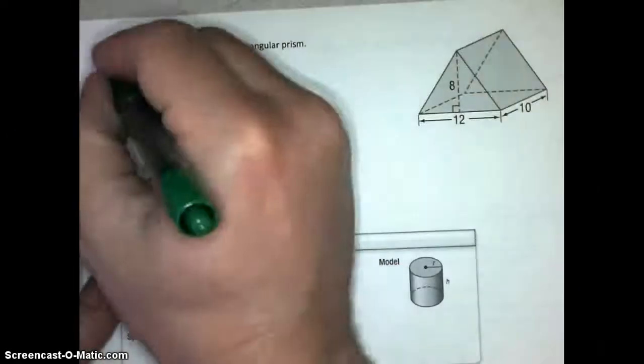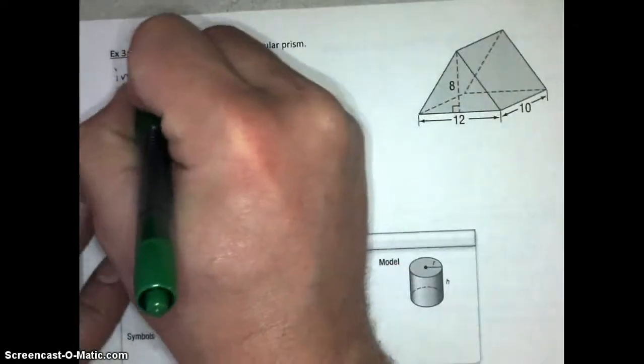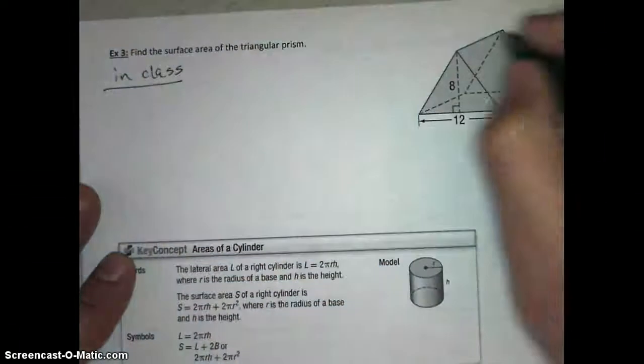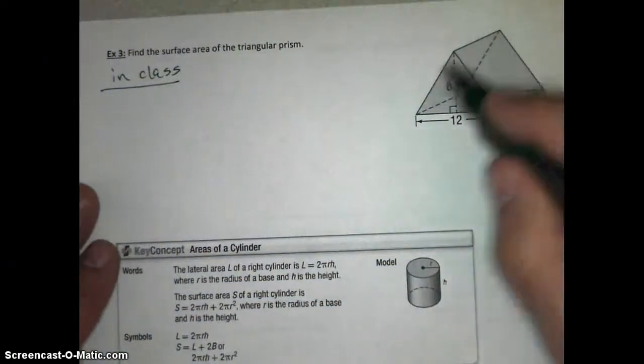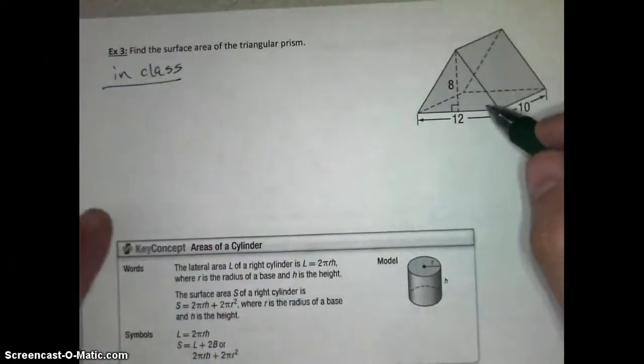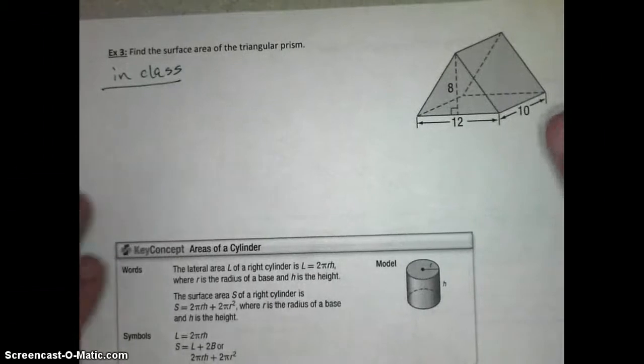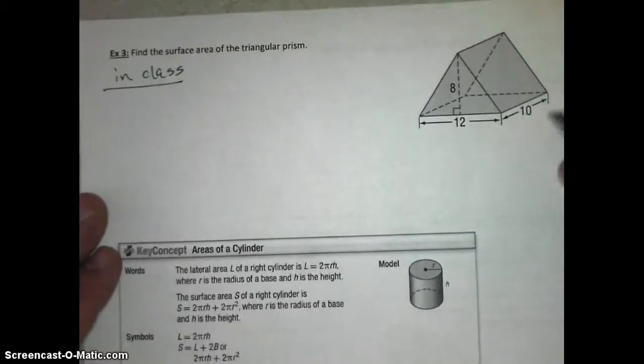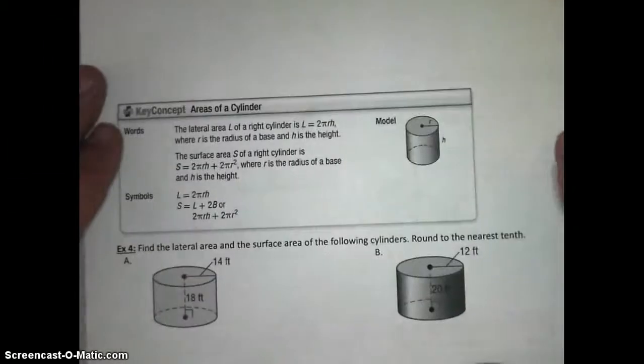We're going to skip example 3. We're actually going to do this in class. If you want to try and figure this out, you can find the surface area of this triangular prism. You're more than welcome to go ahead and try that, and that way you'll be one step ahead of us getting into class, but we will cover that example in class if you want to wait.